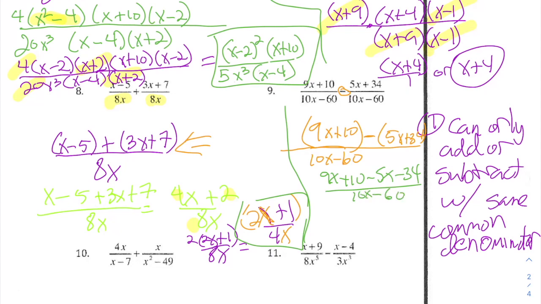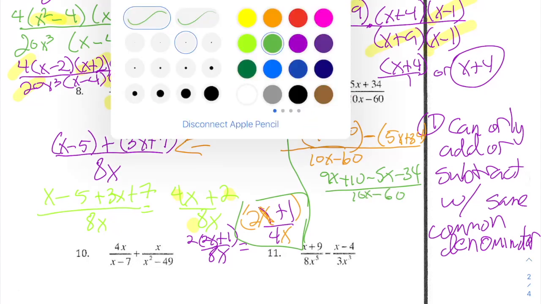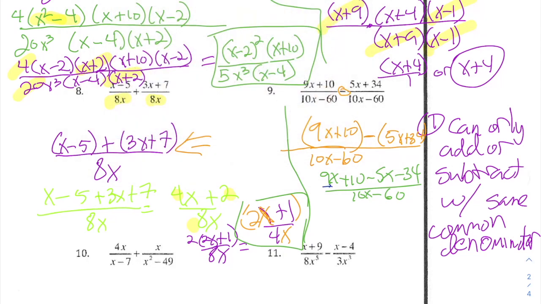minus 60. I combine my like terms here. So 9x minus 5x is 4x. 10 minus 34 is negative 24 all over 10x minus 60.